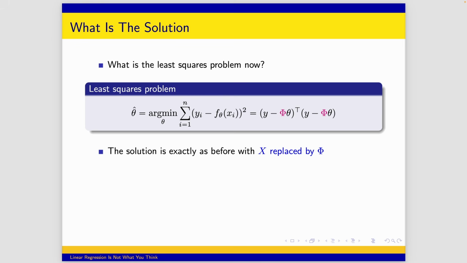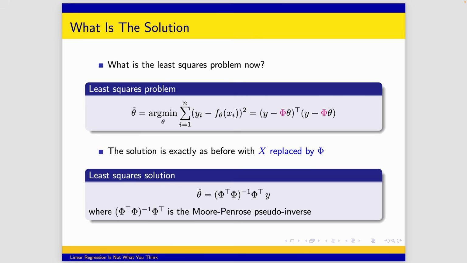And the solution is exactly as before, but all we do is replace x with phi. So we get the solution of exactly the same form as before, with now phi in place of x. And this is still called the Moore-Penrose pseudo-inverse.